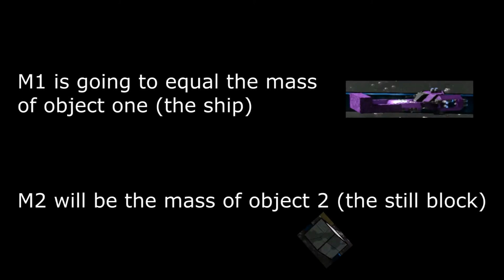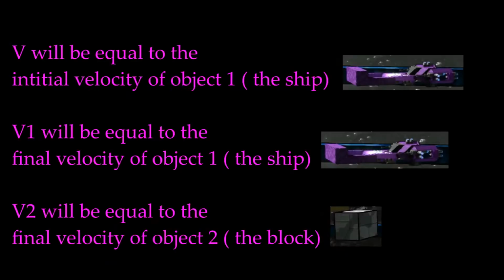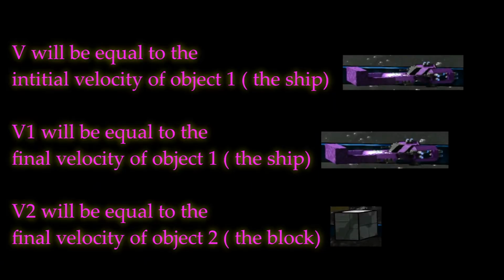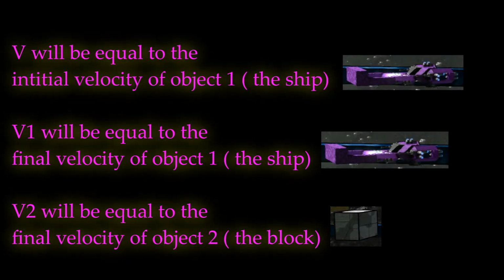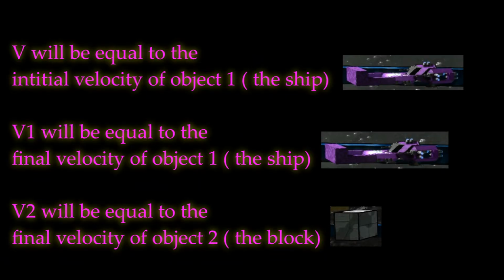So for our variables in this, we're going to have m1 as the mass of object 1, m2 will be the mass of object 2. And v will be equal to the initial velocity of object 1, which is the ship, and v1 will be equal to the final velocity of object 1, the ship, and v2 will be equal to the final velocity of object 2, which is the standing still block.